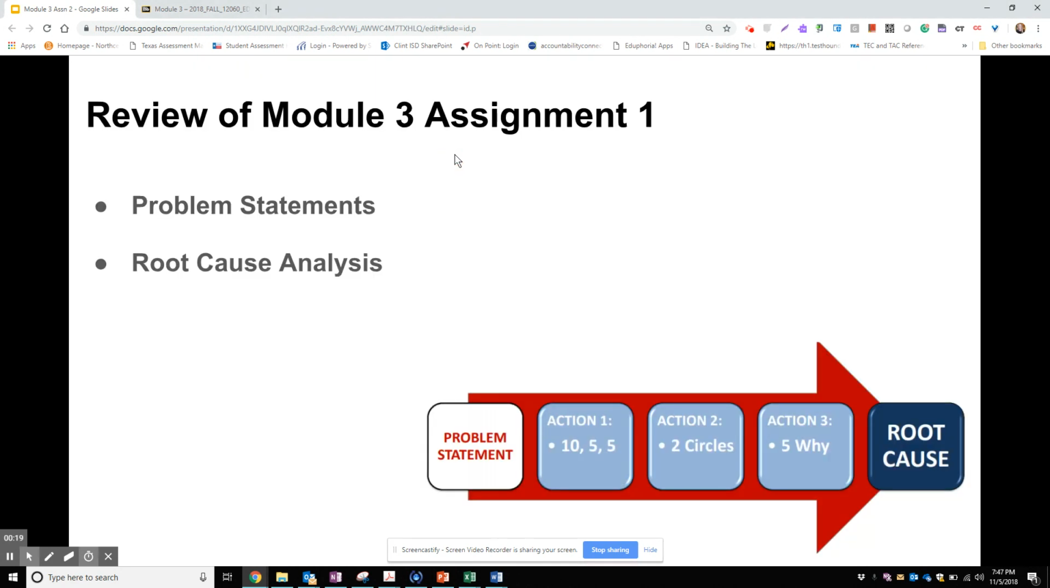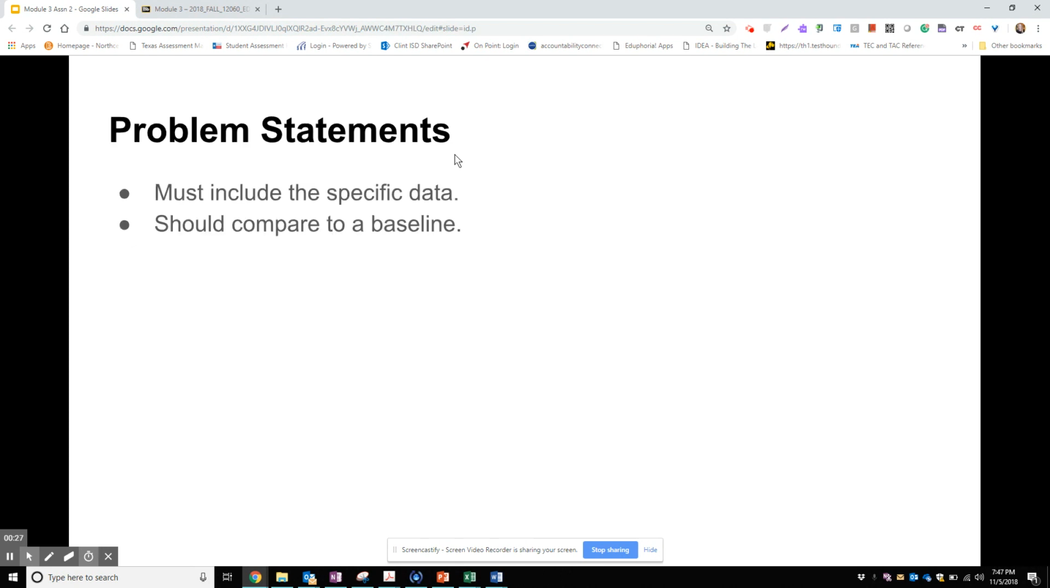So assignment 1, you went through the process of determining problem statements and then going through the process for your root cause analysis. So for your problem statements, the feedback that I wanted to provide is it must include specific data points, which means you have to have numbers in there, percentages in there, something that is understandable to someone on the outside and will translate into a goal later. You should also compare to a baseline.